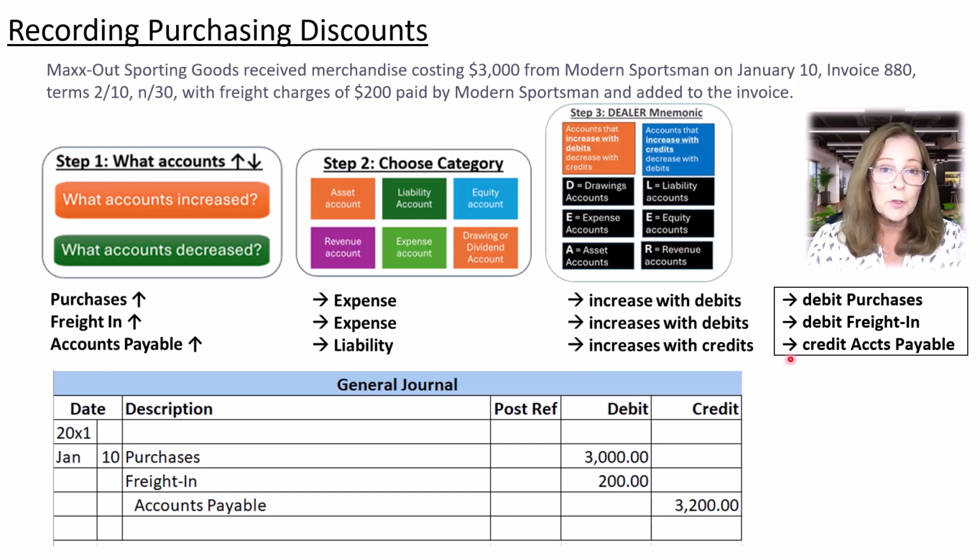We record the purchase by writing January 10th into the date columns, purchases into the description column, and a debit of $3,000 into the debit column. On the second line, we debit freight in for $200, and on the third line, we slightly indent and credit accounts payable for $3,200.